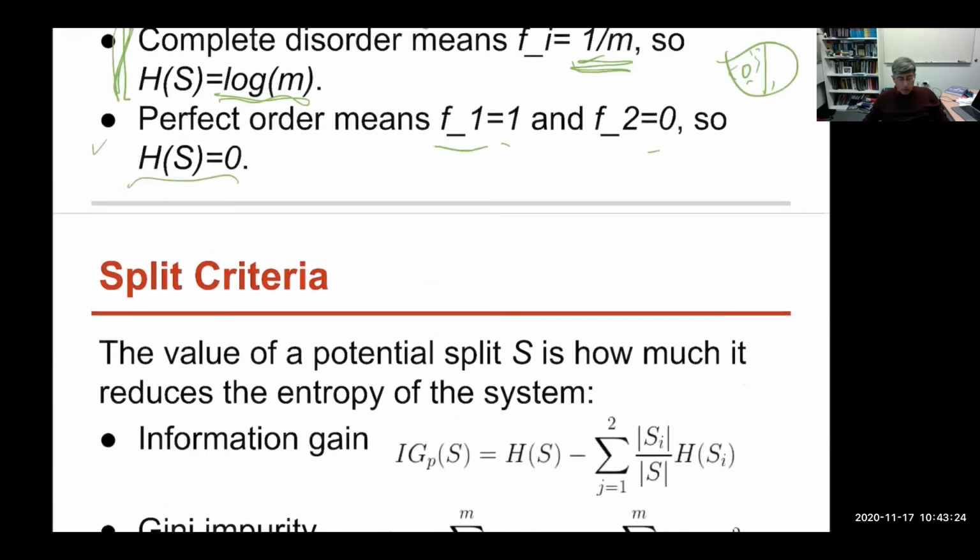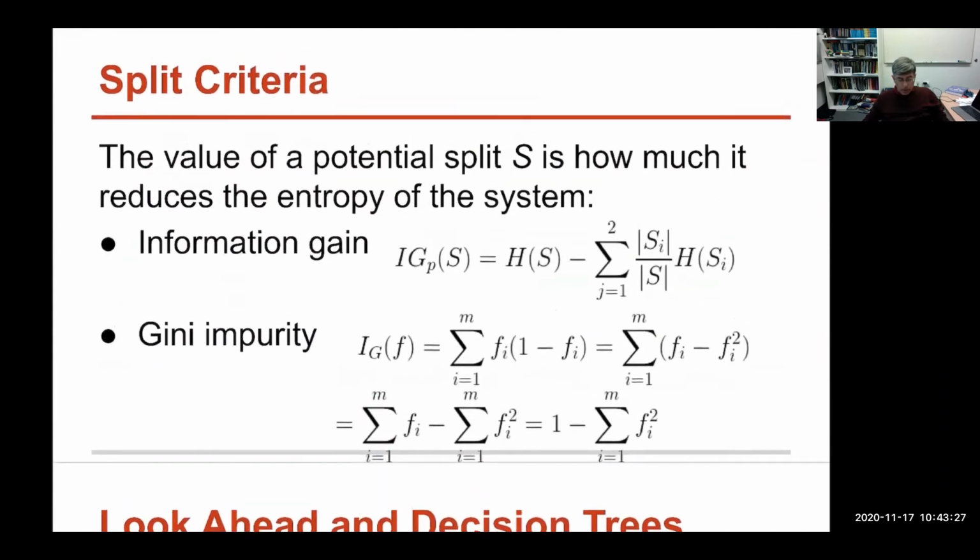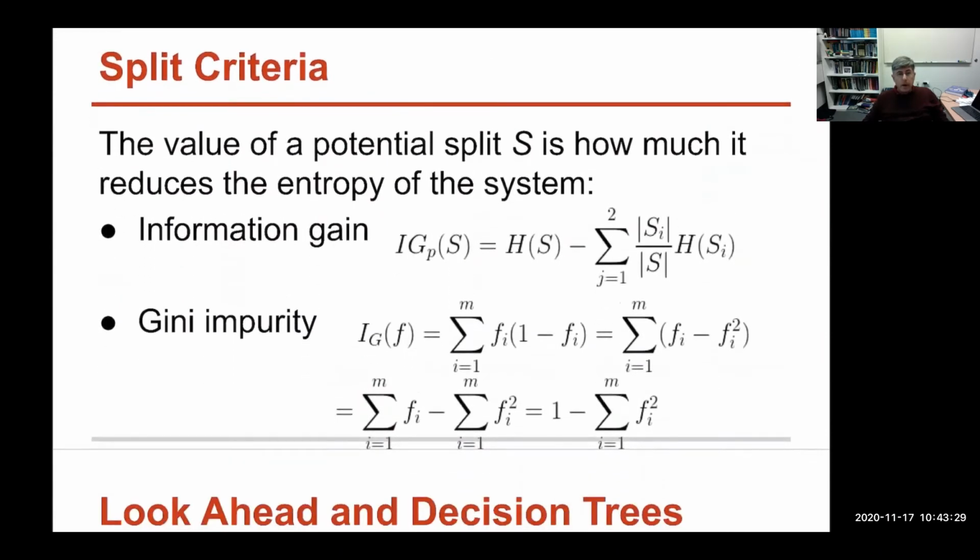Now, what is a good split criteria? There are typically, we would like the split to produce as much order as possible. If we think about it, what does it mean if we have a good split node? We have a particular setup here. The amount of disorder in it is the entropy of the current things.